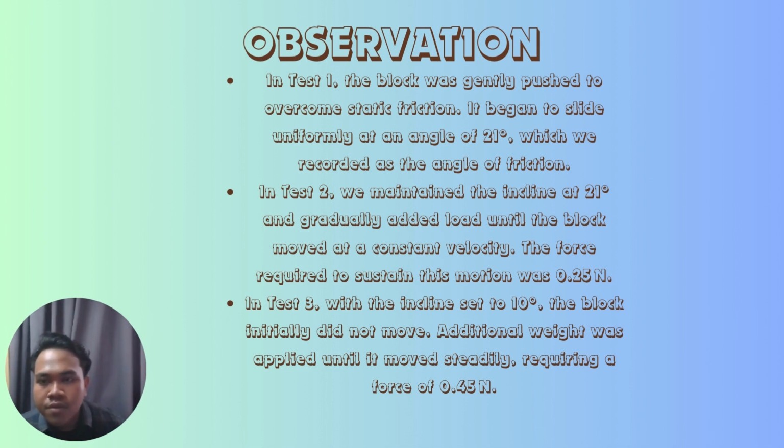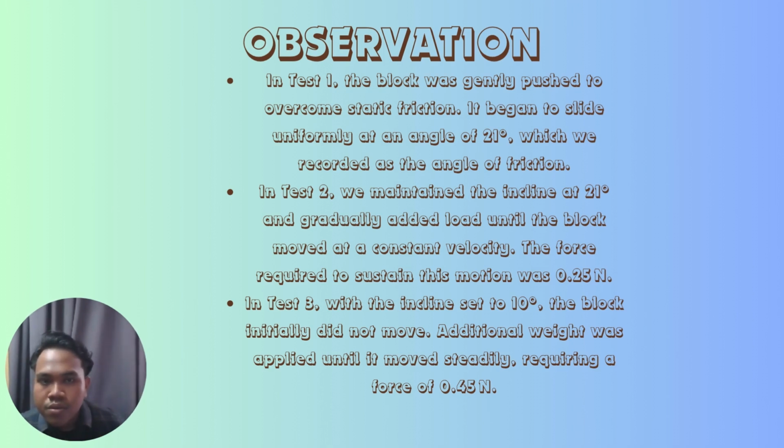Okay, for the observation in this experiment, we analyze how friction behaves when a wooden block slides on an inclined plane at different angles. Let's walk through our observations. In test 1, we started by giving the block a push to overcome static friction. It began sliding steadily and we recorded the angle at which uniform motion occurred as 21 degrees. This is also referred to as the angle of friction.